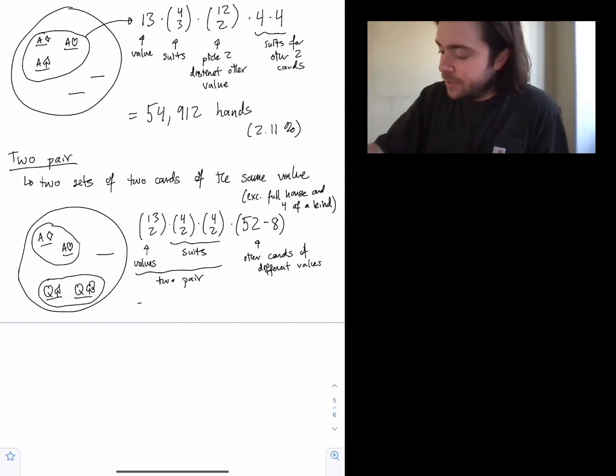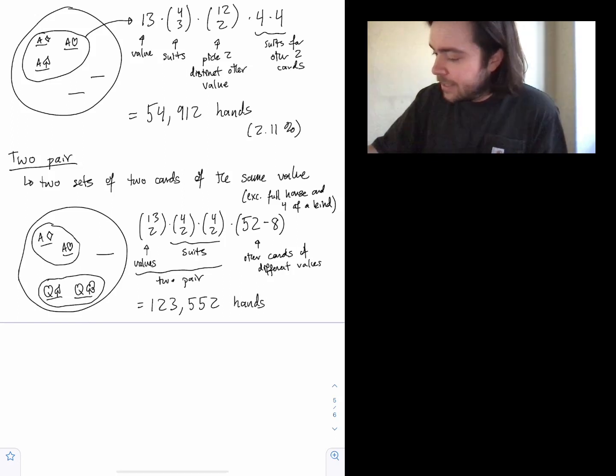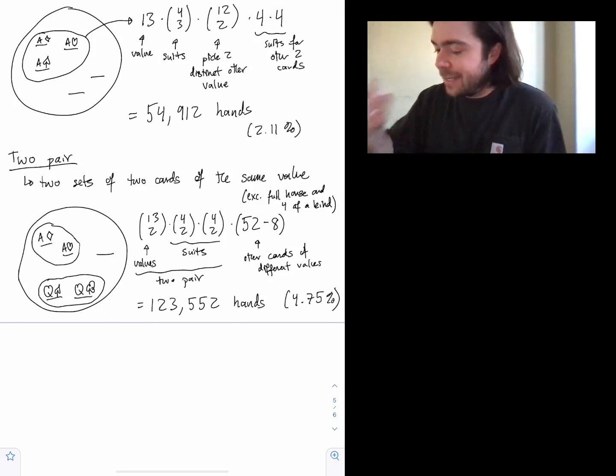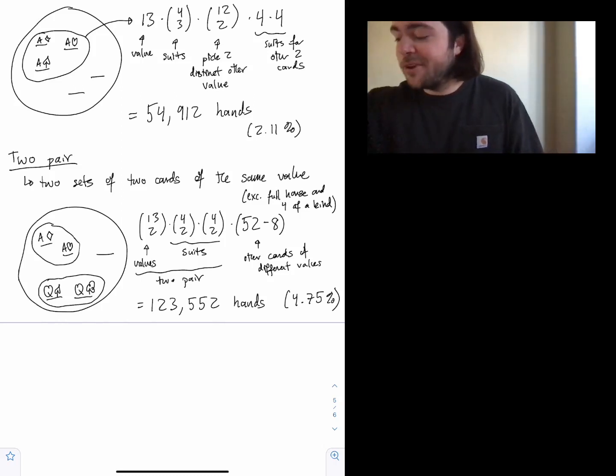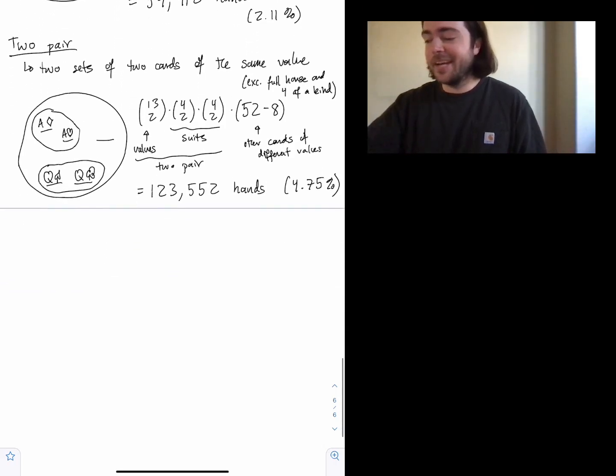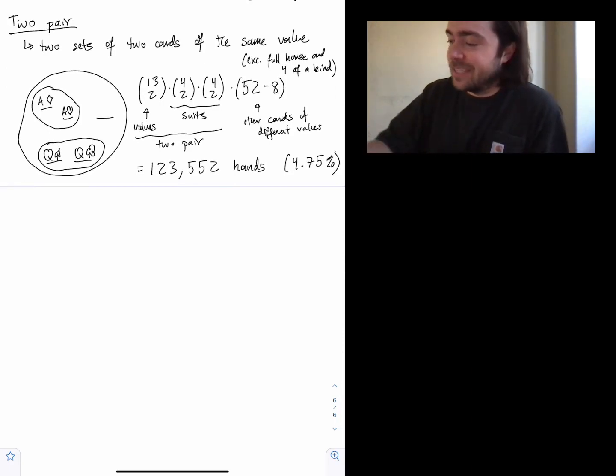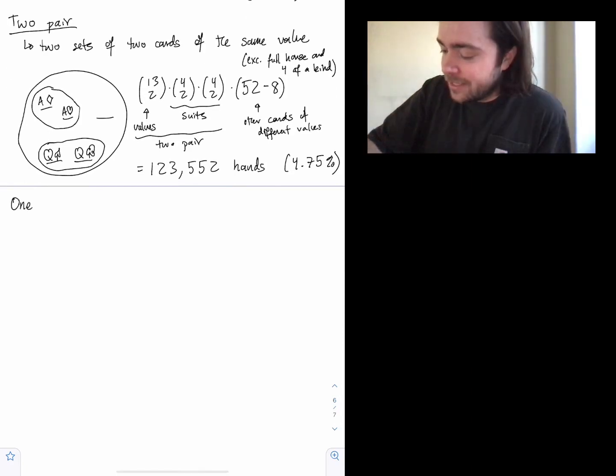If you do all that multiplication, you get 123,552 hands. And that is 4.75%. So still not that high, even down to 2 pair. There are only 2 more categories, so these are going to take up a large percentage. These are going to be much more common.